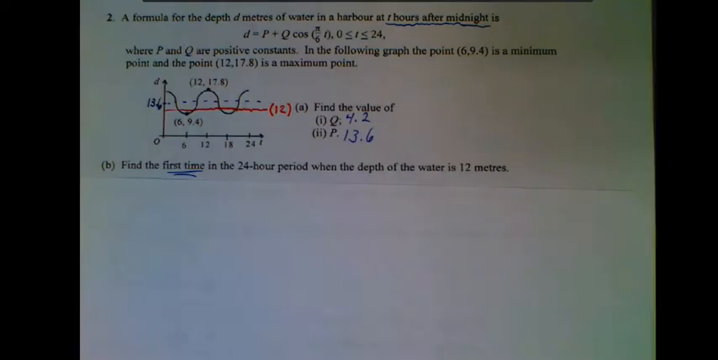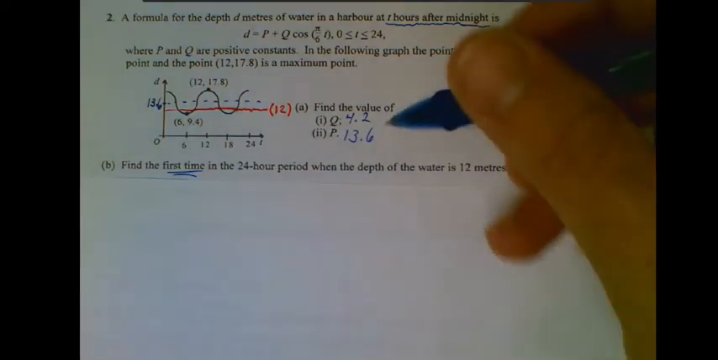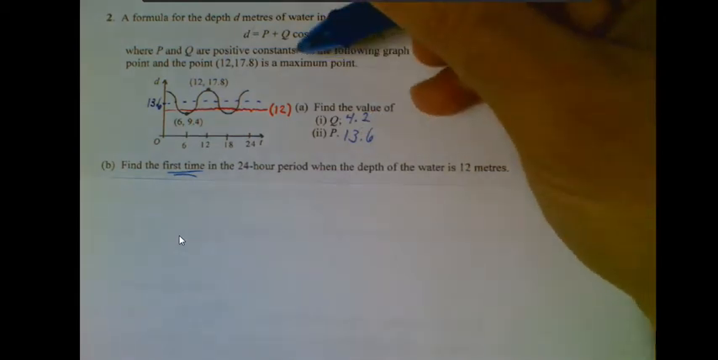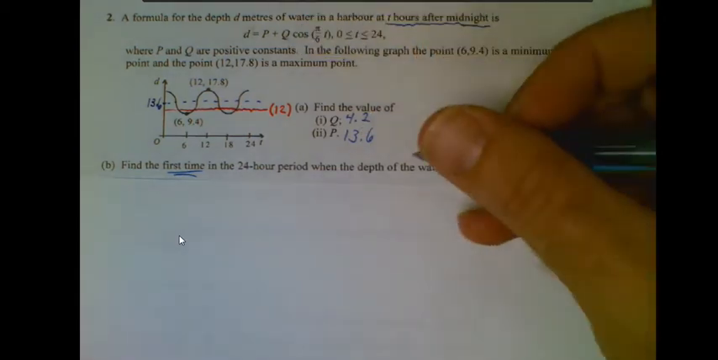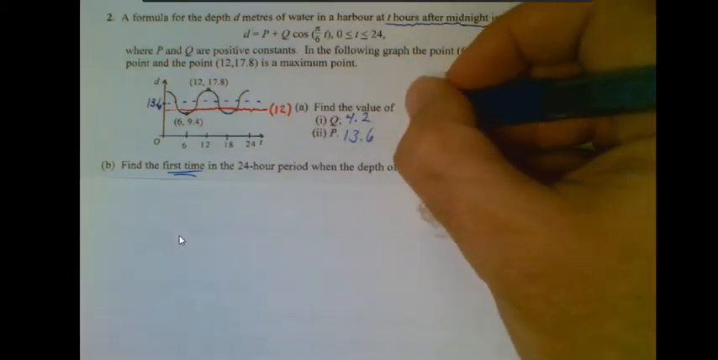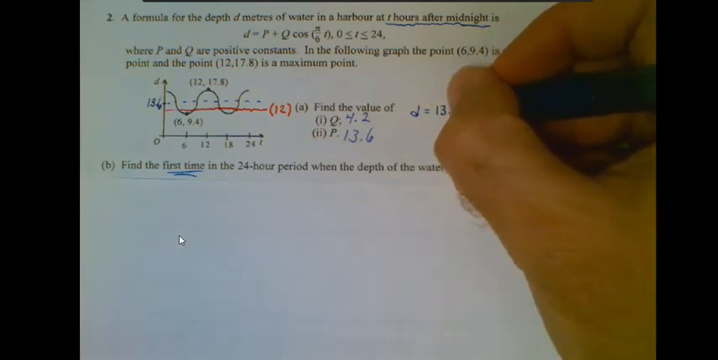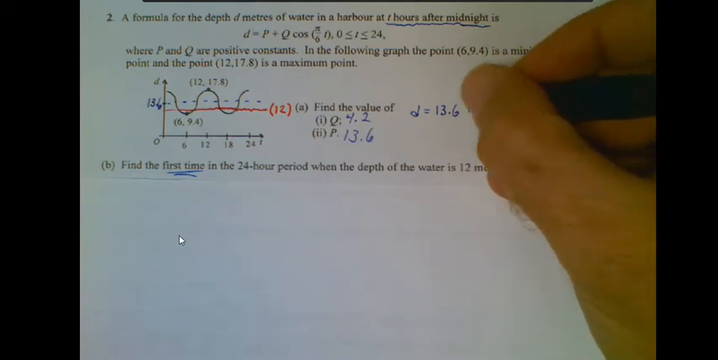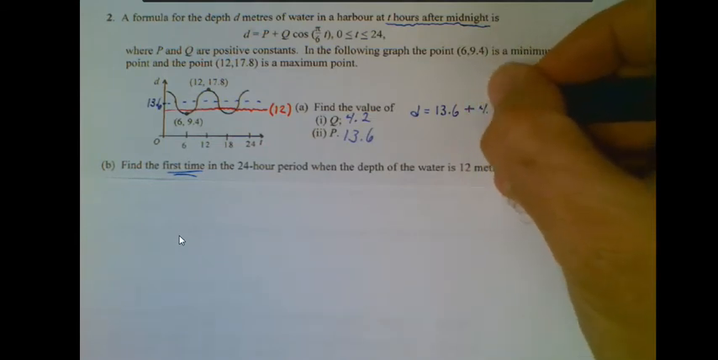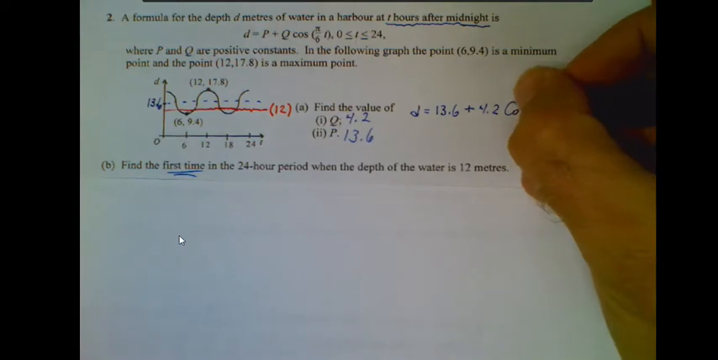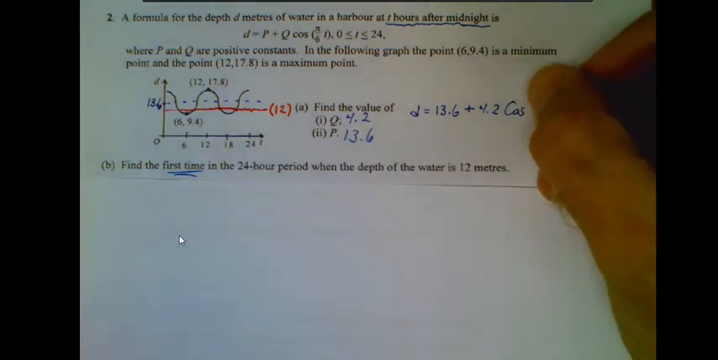Now that I have some values for P and Q, and obviously it really is important that we get those numbers right because I now need to plug those in in order to do the rest of the problem. So let's plug that in. So we have our depth now. 13.6 was P. Q is at 4.2. And we got our cosine function of pi over 6t.